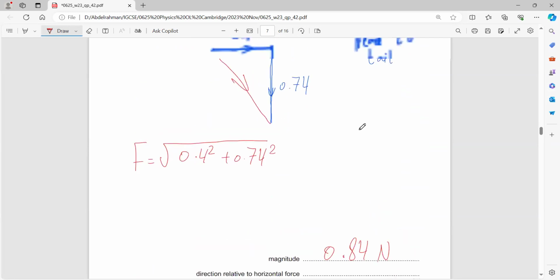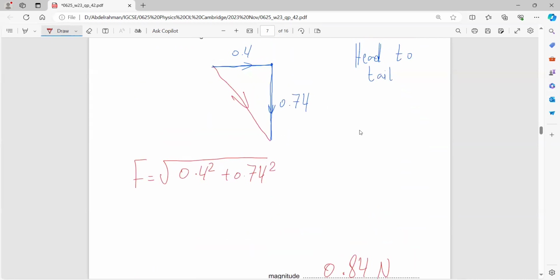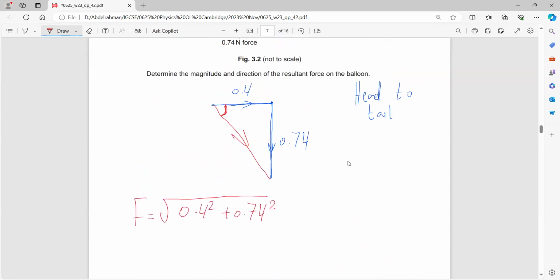Where is the direction of the force? I need to find the direction. No, you can't say downwards. You need to find the angle of this force. He said relative to the horizontal, so he needs this angle, theta. How can I find this angle? Any ideas? It's a right angle triangle. He's giving us the opposite and the adjacent, so we use tan. Yes, tan, exactly.